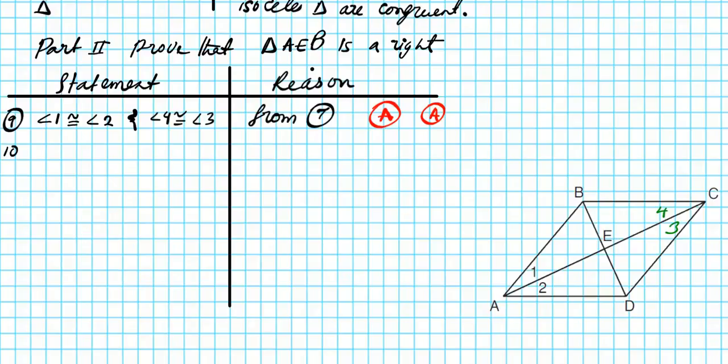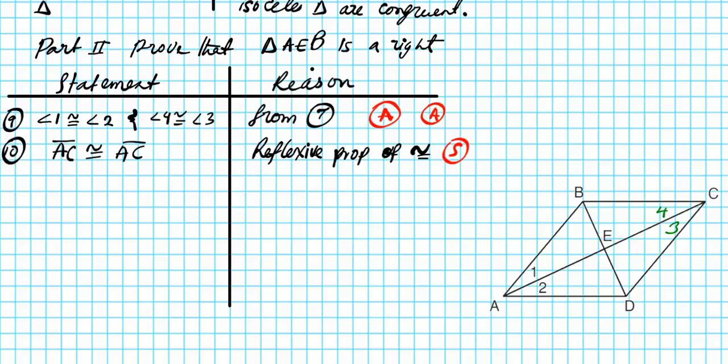So for step 10, we're going to say that AC is congruent to AC. This is based on the reflexive property of what? Of congruence. Okay? So I have my S. Nice. So now I can say that triangle ADC is congruent to triangle CBA, all right, by the ASA congruency postulate. Okay.